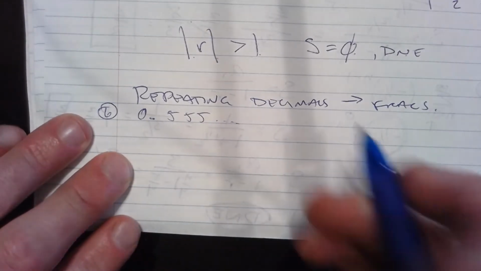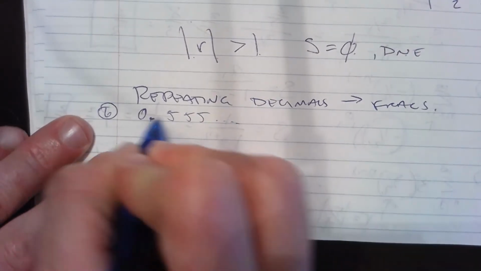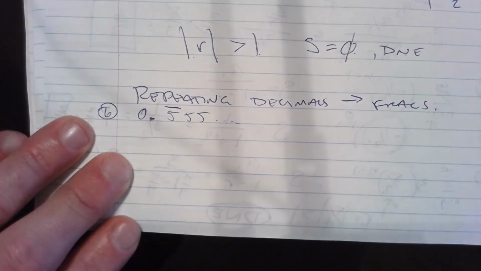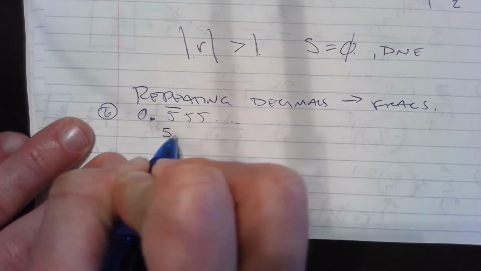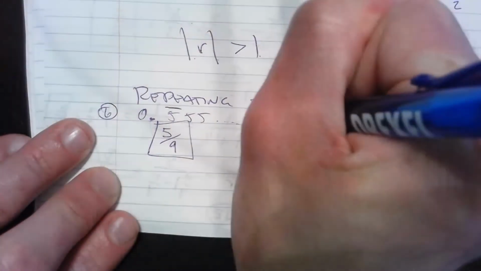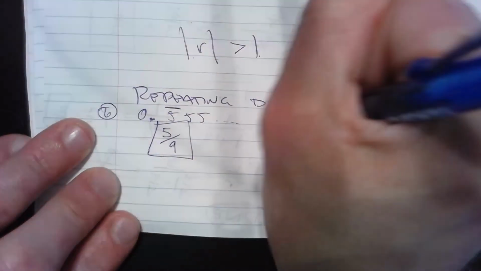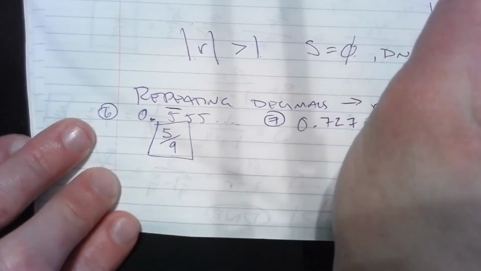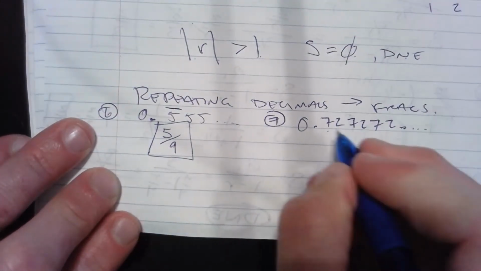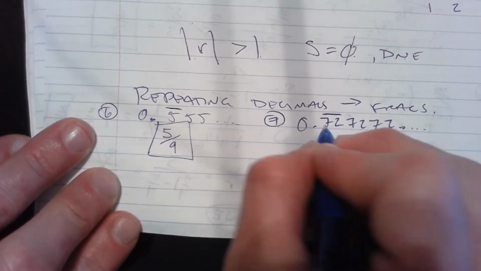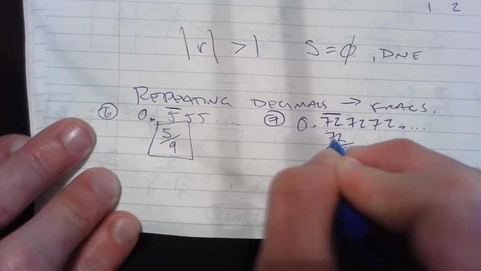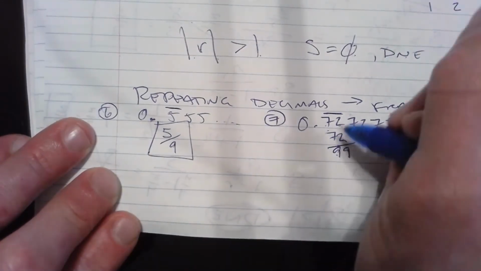Now, first thing you need to do is identify how many digits are repeating. Okay, it's just one digit that's repeating. So if it's one digit that's repeating, you're going to put that digit over 9, and that's your answer. Let's take a look at number 7. Alright, so they give us 0.727272 dot dot dot. So how many digits are repeating? Well, it's the first two that are repeating. So 72 is going to go over 99. Two digits repeat, two nines in the denominator. That's your answer.